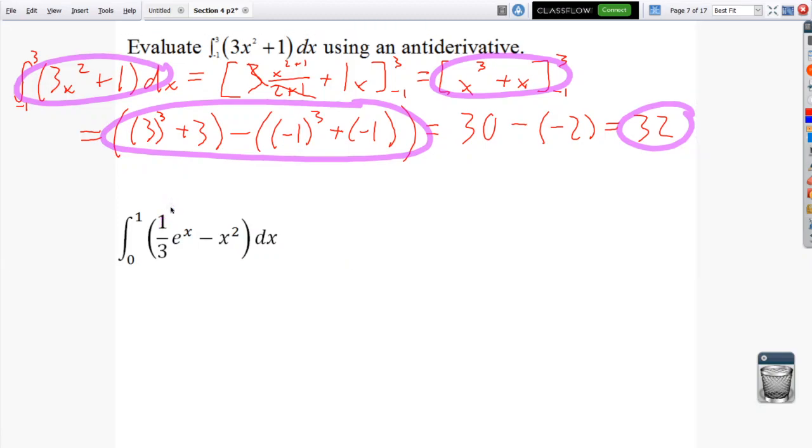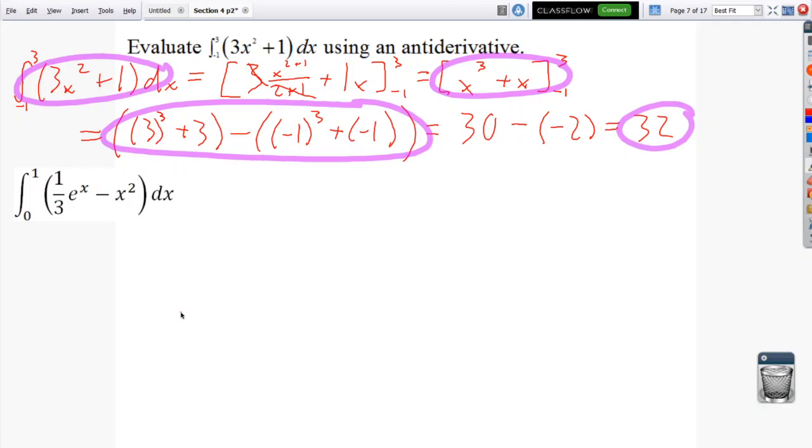While I figure out how to work my computer. There we go. Finally got it. So we got the integral from 0 to 1 of 1/3 e to the x minus x squared dx. I know it looks super, super difficult, but let's see what we can do.